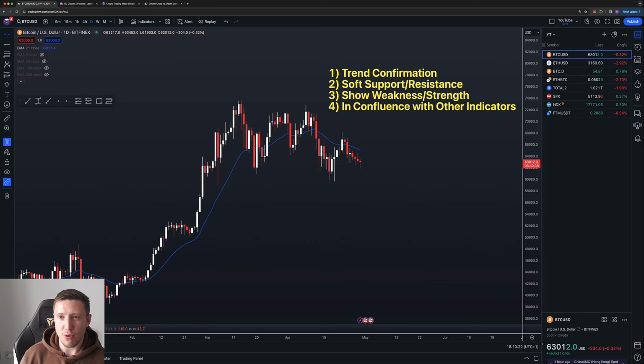So I use it for trend confirmation. Now this is simply, what direction is the moving average going in? Obviously, a moving average going up would indicate a bullish trend, and a moving average going downwards would indicate a bearish trend.